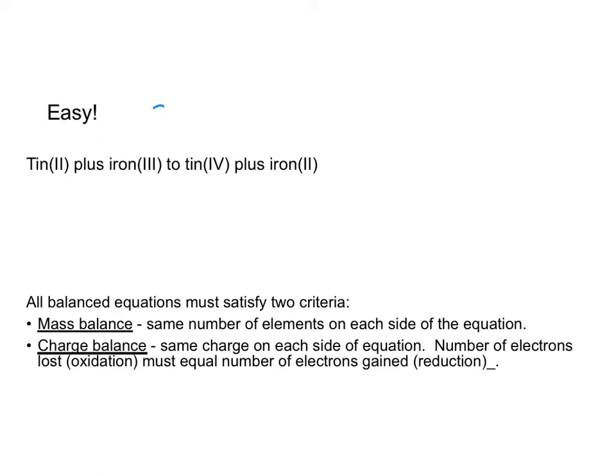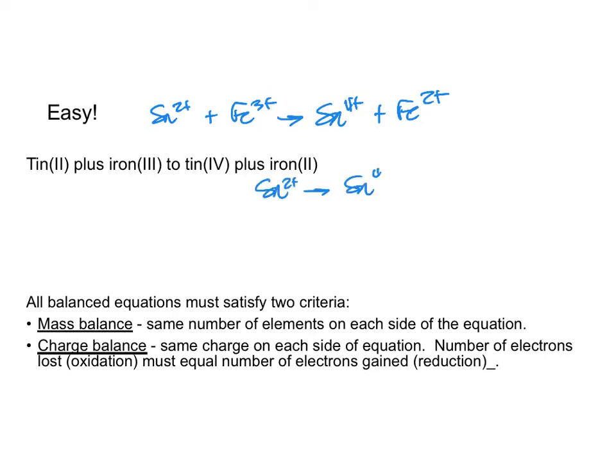Easy, why do I say that? Well, we have tin 2 plus and we have iron 3 plus, and they're going to form tin 4 plus and iron 2 plus. You could waste a lot of time putting coefficients in front and balancing, but this section teaches you how to do it with some very nice rules. I will break them into what are called two half reactions. The tin 2 plus to the tin 4 plus, the iron 3 plus going to form the iron 2 plus.